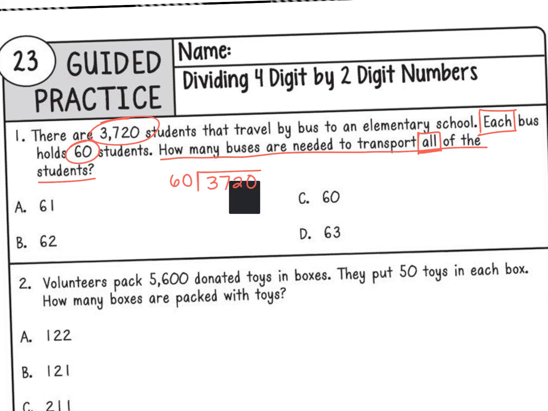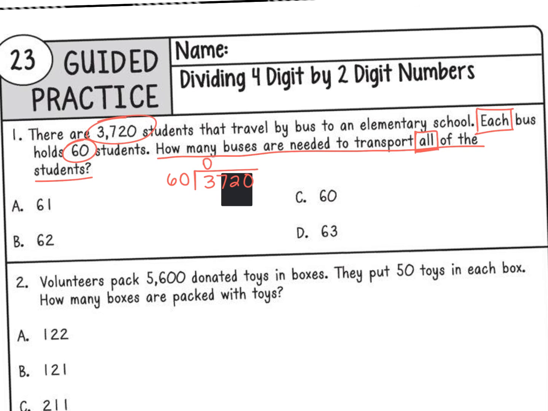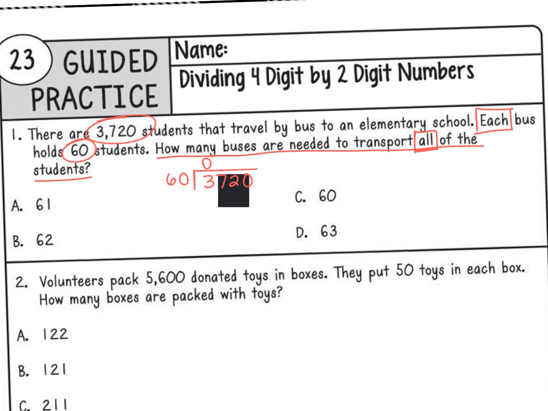It's a virus. So if I'm looking at just the 3, can 60 go into 3? No, it cannot. So I'm going to put a 0 placeholder up here. Next part. 60 cannot go into 37, so I have to put another placeholder right here. Okay, so here's my placeholders. I have 2 of them. Now, can it go into 372?